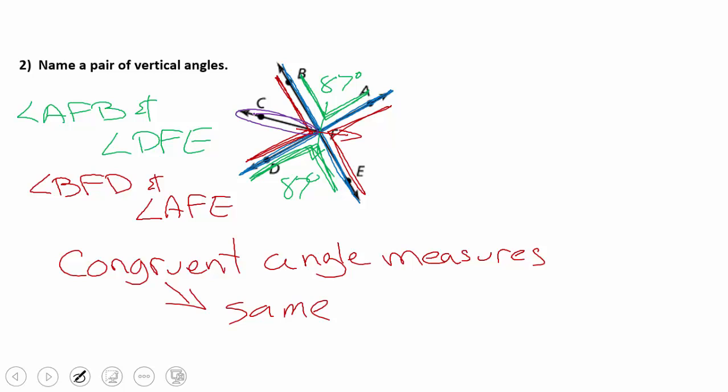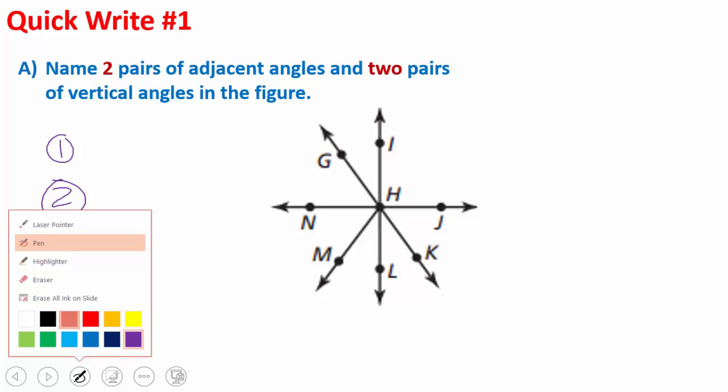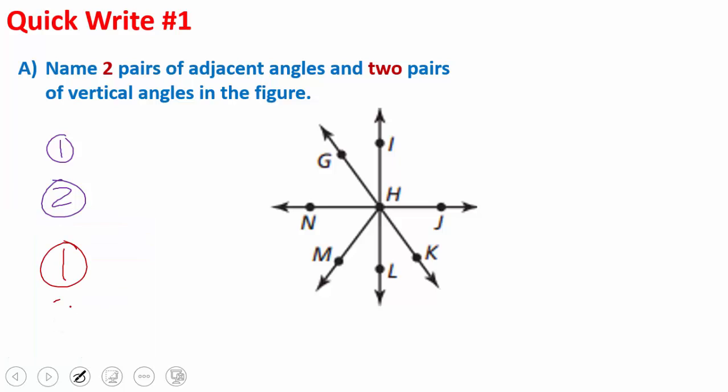Hopefully you understand that. If not, you're going to come to class with some questions, people. Write down some questions. Let's go to our first quick write. So I've got this new picture, and this picture can get crazy. So you have to identify and name two pairs of adjacent angles. Okay, so two pairs means I want two angles and another two angles that are both adjacent. So you have two pairs of adjacent angles, and then you're going to have two pairs of vertical angles.